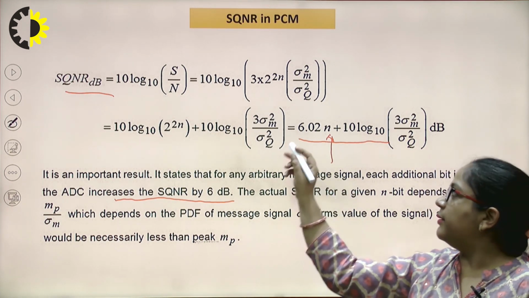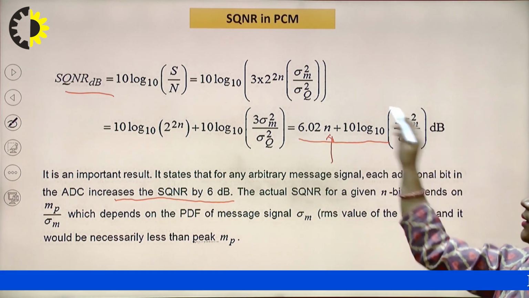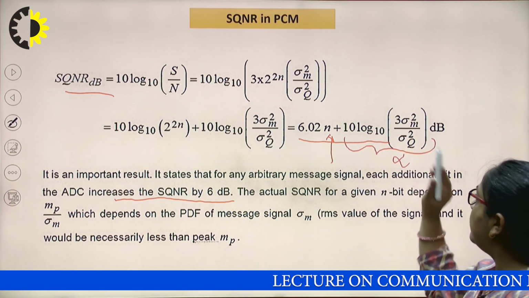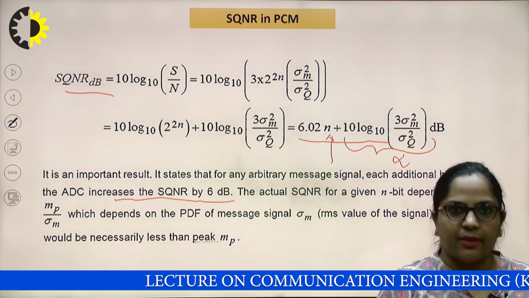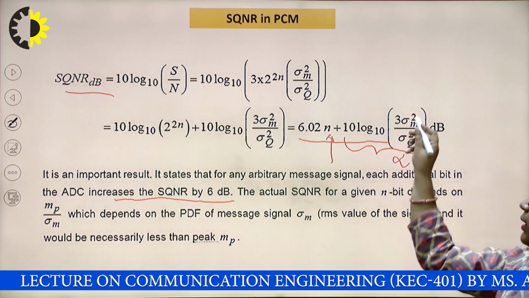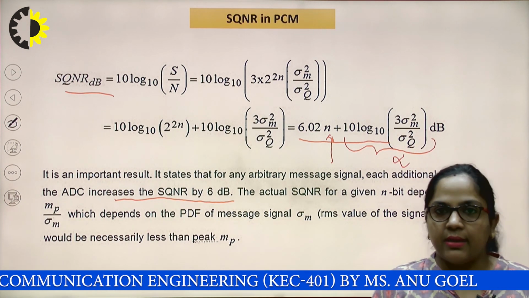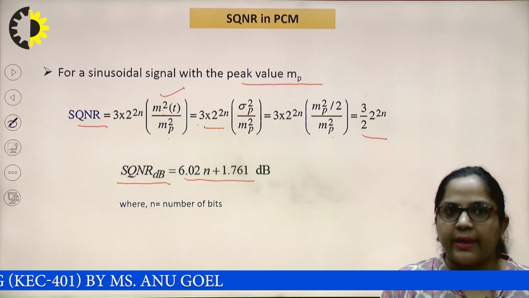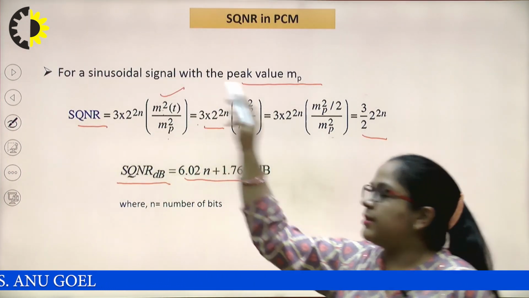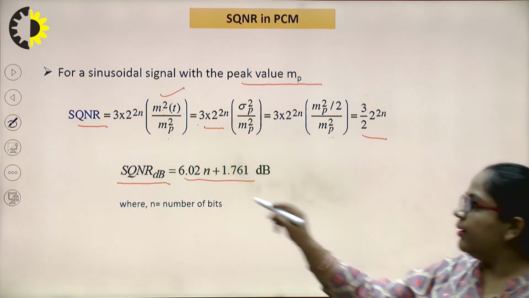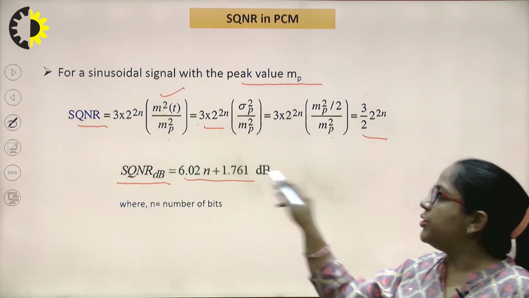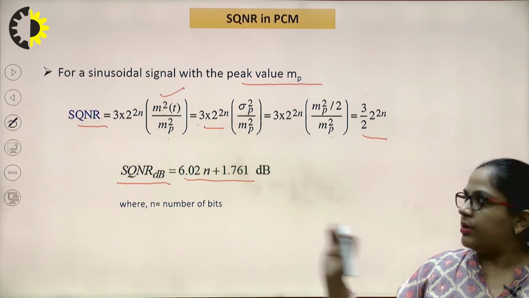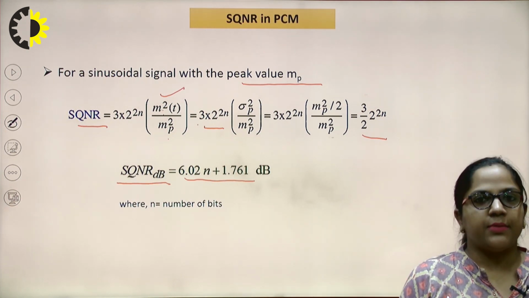Okay, and this portion we can in general represent with a constant alpha, and the value of this alpha will depend upon the type of signal we are using as an input signal. In the case of binary PCM, where we are using a sinusoidal signal as input, the SQNR will come out as 6.02n plus 1.761 dB. Okay, so this is the noise consideration in the case of a PCM system.